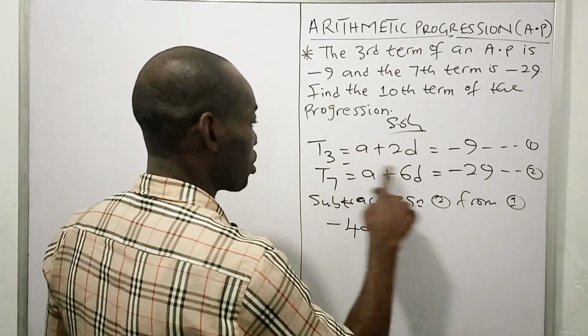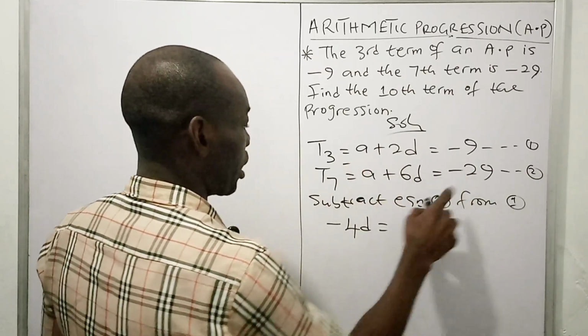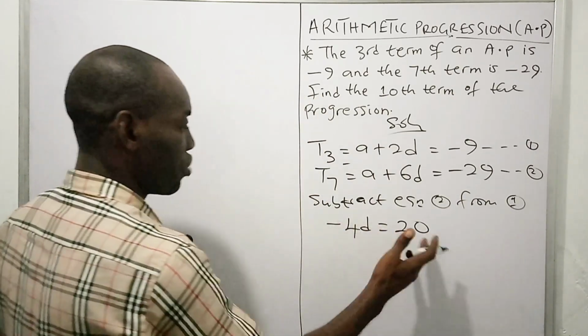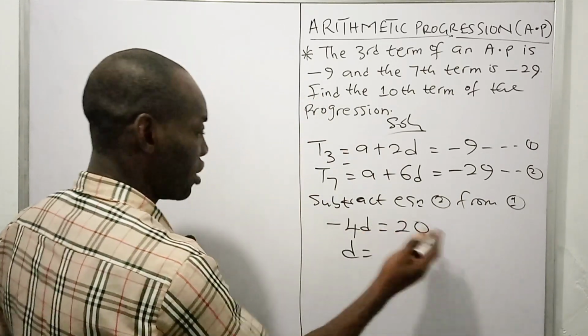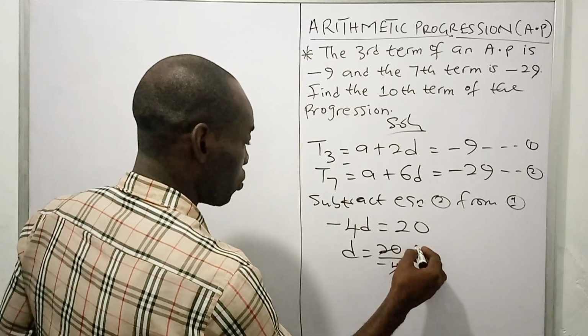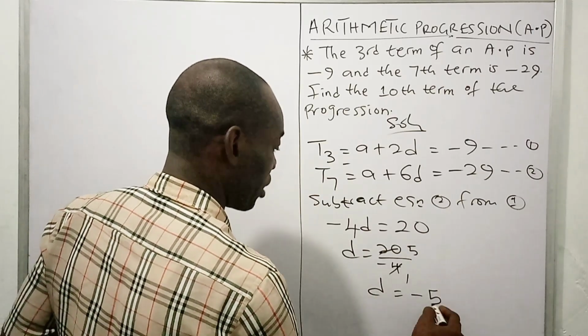Then on the right-hand side, minus 9 minus minus 29 will give us minus 9 plus 29, and that will give us positive 20. So from here, if we divide both sides of the equation by 4, we end up having our common difference as minus 5.